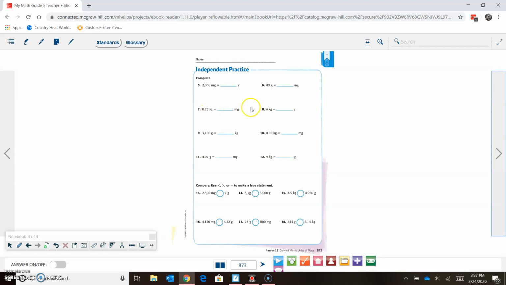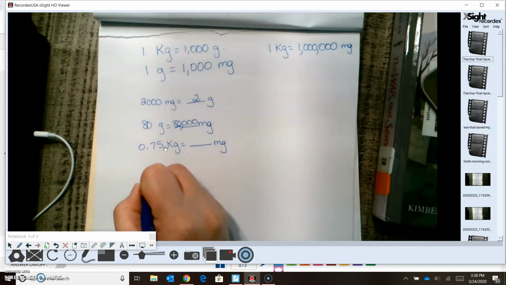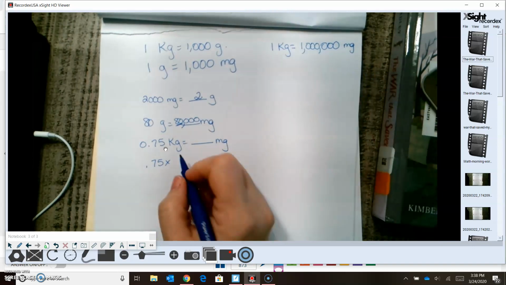0.75 kilograms is how many milligrams? So back to our paper. 0.75 kilograms, here we are, is how many milligrams? Now, we are going from kilo, big loaf of bread, to milli, tiny piece of bread crumb, okay? Big to small, horse to fly, multiply. So we're going to multiply 0.75 times that big number. That's 1,000,000.